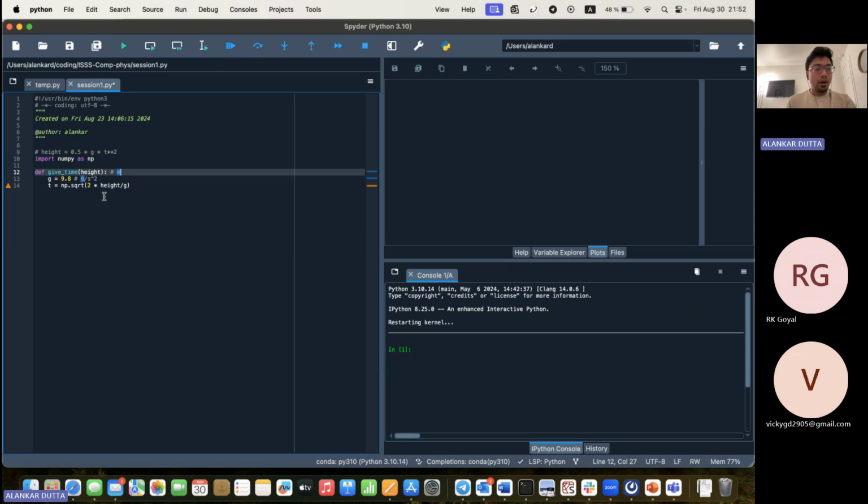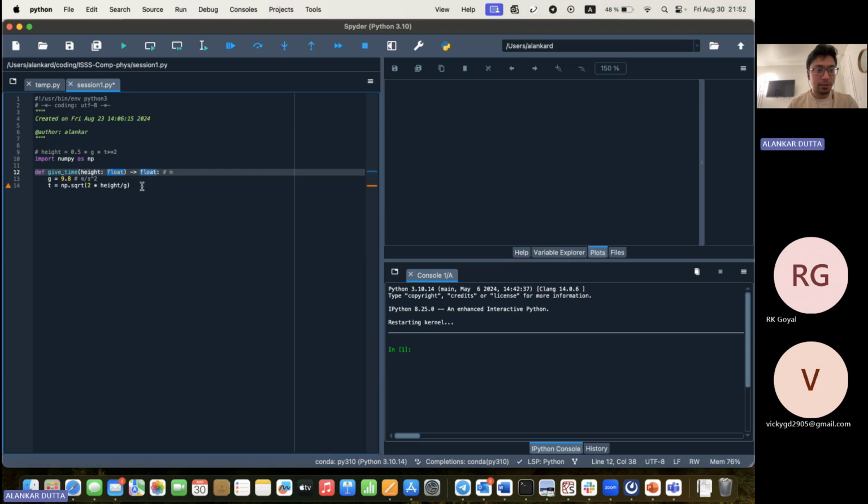So there is also something in Python which is completely optional, which is called type annotation. Just for the sake of telling Python that what I expect is a floating point number, you can give this colon float. And this also gives you float. So what this would mean is that this function give_time takes in the argument height, which is of the type float, because it's a floating point number. And what this gives out as an output is also a float.